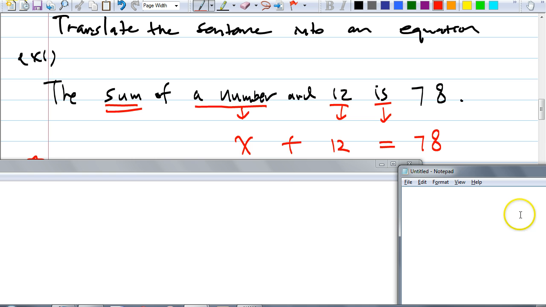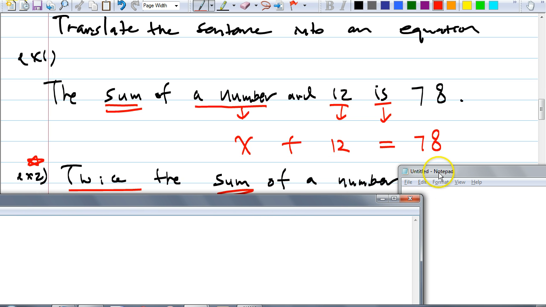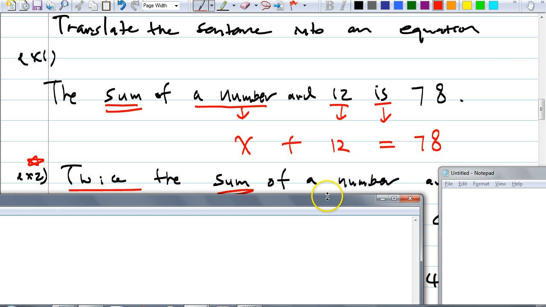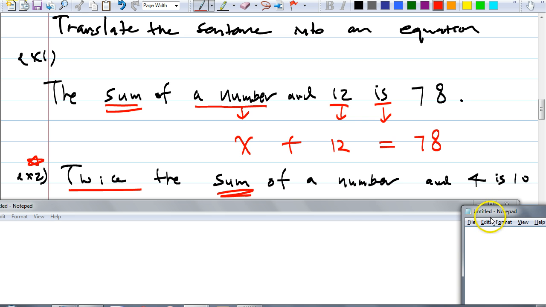Let's look at the next example. Here, I even put a star on this one. Twice the sum of a number and 4 is 10. Go ahead and write this down. This time it's a little bit different. We have this word twice that we haven't really talked about, but I'm sure we could do this one.